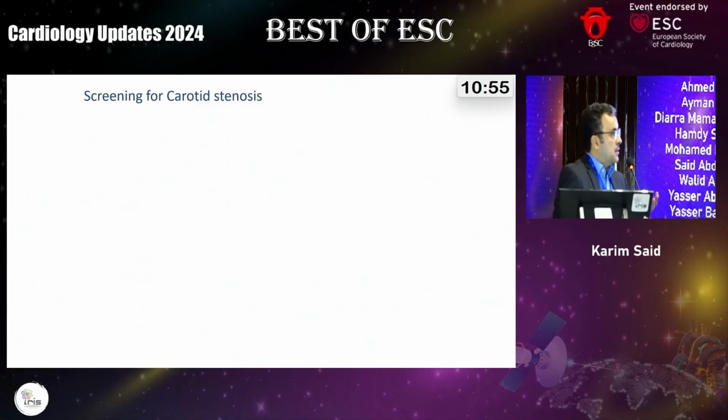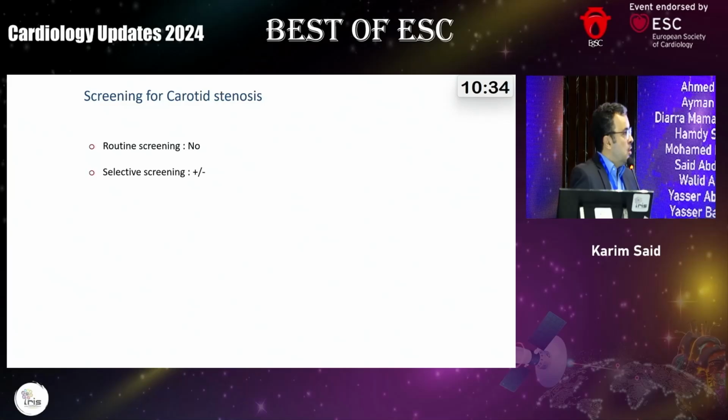The rationale behind screening for carotid disease is promising to prevent a stroke and to assess the cardiovascular risk. However, routine screening is not recommended because the prevalence of carotid disease is not high and it is not cost effective, and we don't have good evidence that doing this is associated with a reduction of the risk of stroke. So we should go for selective screening to detect those patients with highest risk for event.